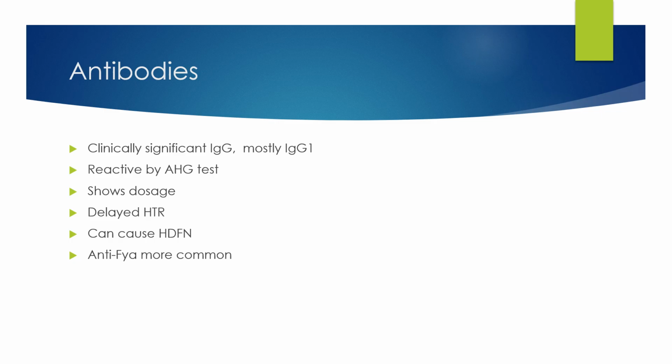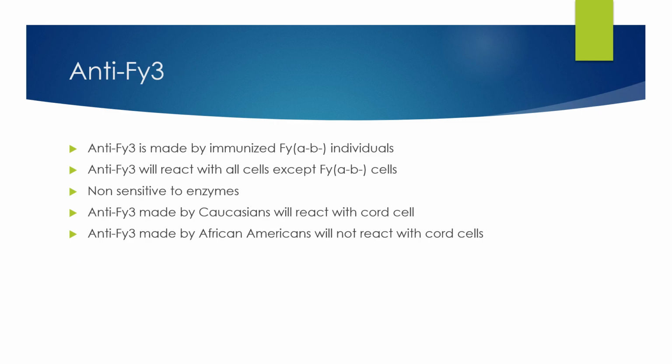Anti-Duffy A is approximately 20 times more common than anti-Duffy B because Duffy B is a much worse immunogen than Duffy A. Anti-Duffy 3 is a high-incidence antibody made by immunized Duffy A and Duffy B negative individuals. Anti-Duffy 3 will react with all cells except Duffy A and Duffy B negative cells and is not sensitive to enzymes. An interesting fact is that anti-Duffy 3 made by Caucasians will react with cord cells, while anti-Duffy 3 made by African Americans will not react with cord cells.